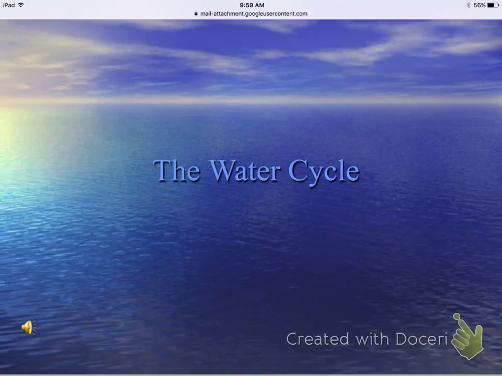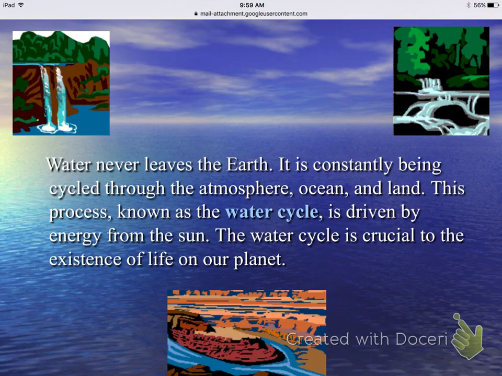This set of notes is going to cover information on the water cycle and also humidity and water vapor. So, as far as the water cycle goes, it's just as it sounds. It's water that's getting cycled through the atmosphere and Earth. So, water never really leaves Earth.